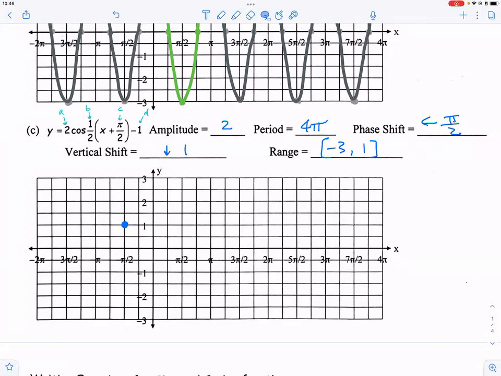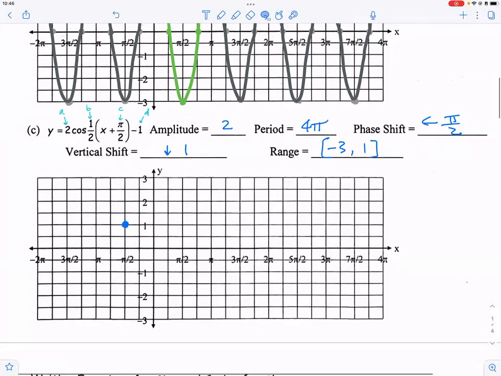Not 4 pi comma 1. 7 pi over 2 comma 1. Because it is 4 pi units away to the right. Okay, yes. This one? If there's no minus 1, then it will be 2. But because we shifted down 1, that's why our range is from -3 to 1.